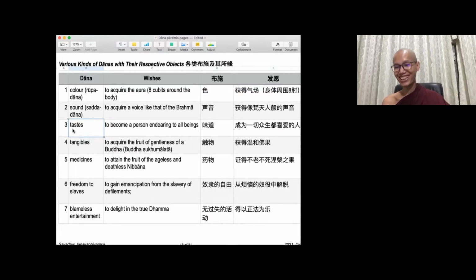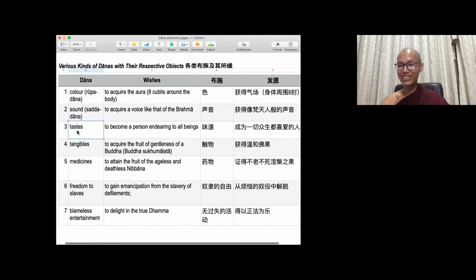So the Buddha donates, the Bodhisattva donated taste donation, to be loved, to be esteemed by many beings. So you can donate taste and you can make a wish to be loved. So, very good. Next one is touching donation. For what did the Buddha offer the touching donation?